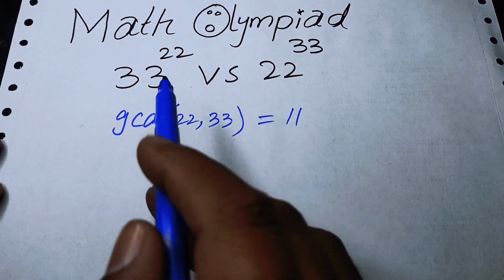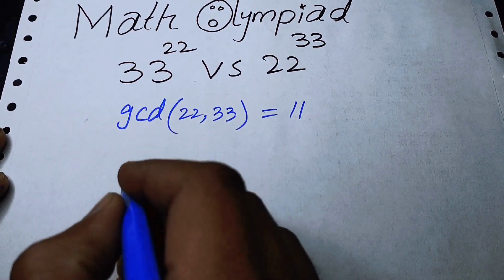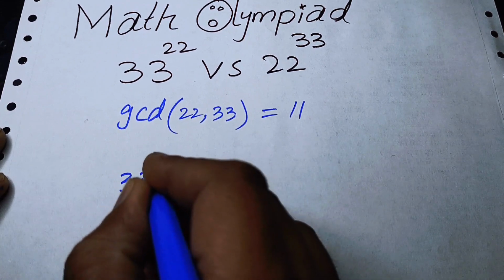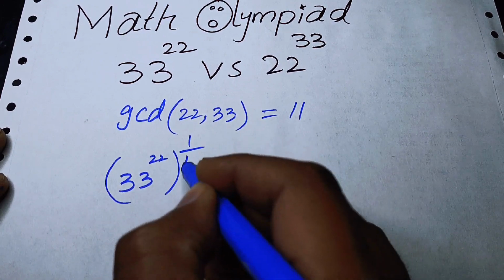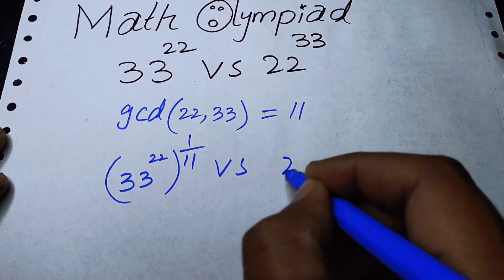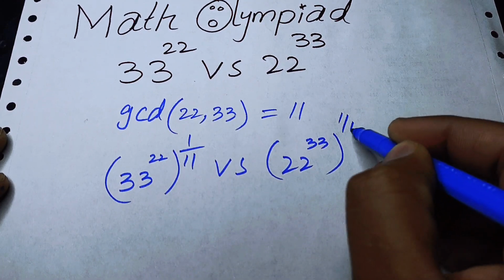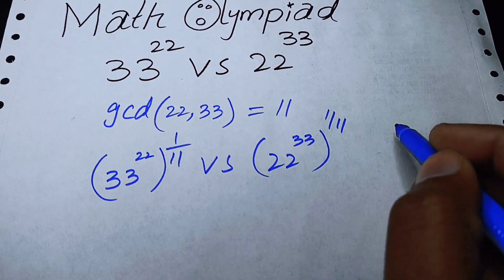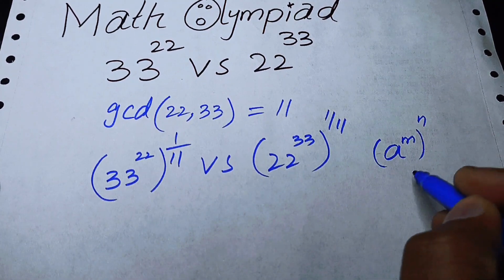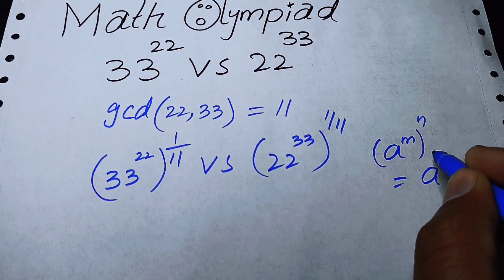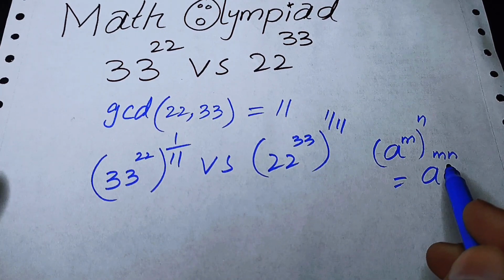After that we take the 11th root of both numbers, and we write it in the form of 33 to the power of 22 and whole power 1 over 11 versus 22 to the power of 33 and whole power 1 over 11. Then we apply the exponent law: if we have nested exponents, these exponents are multiplied by each other, so we get a to the power of m multiplied by n.